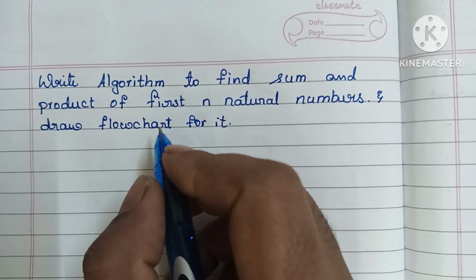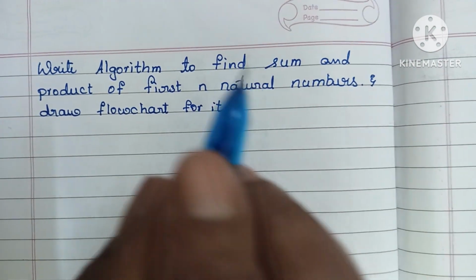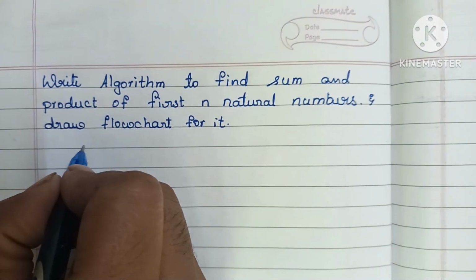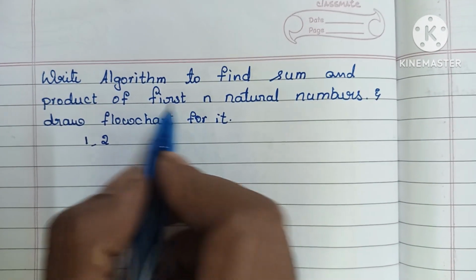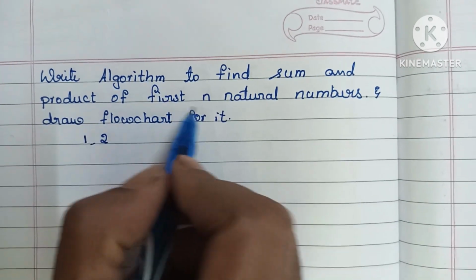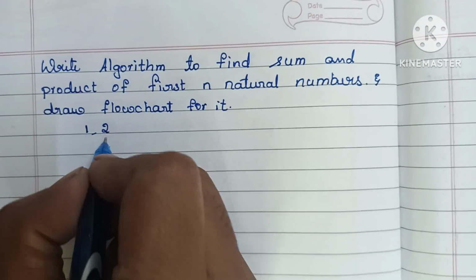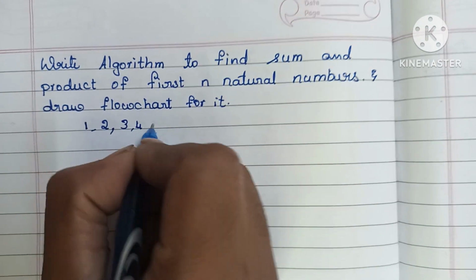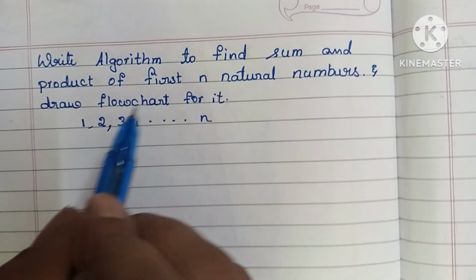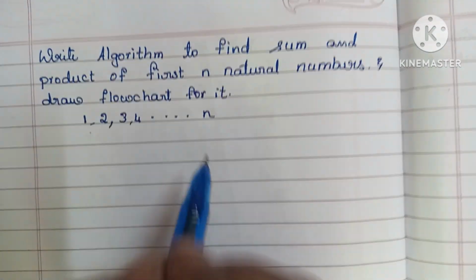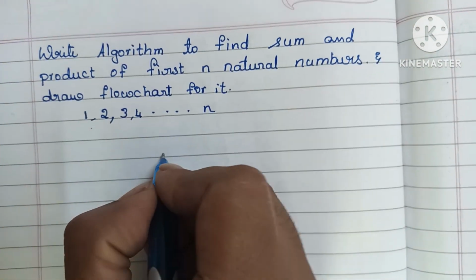What are natural numbers? Natural numbers are positive integers. They begin with 1 and continue infinitely. Here we have to find the sum and product of the first n natural numbers, right? So 1, 2, 3, 4, up to n. We have to find the sum and product of these numbers up to n.